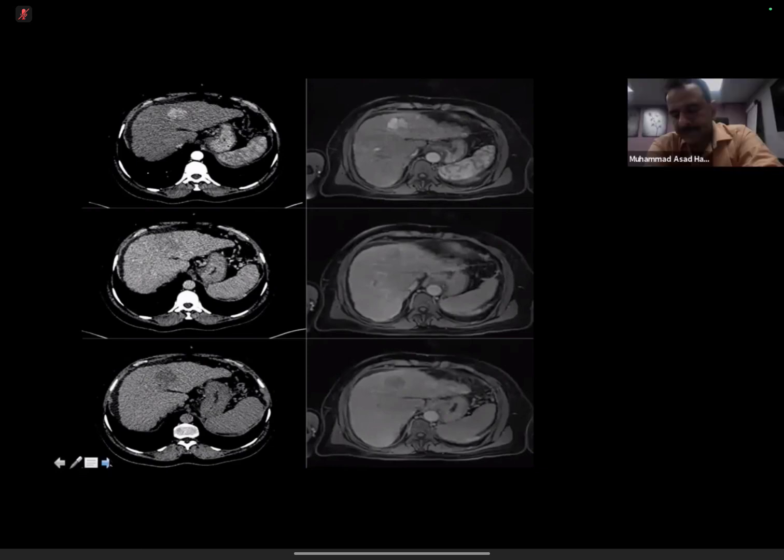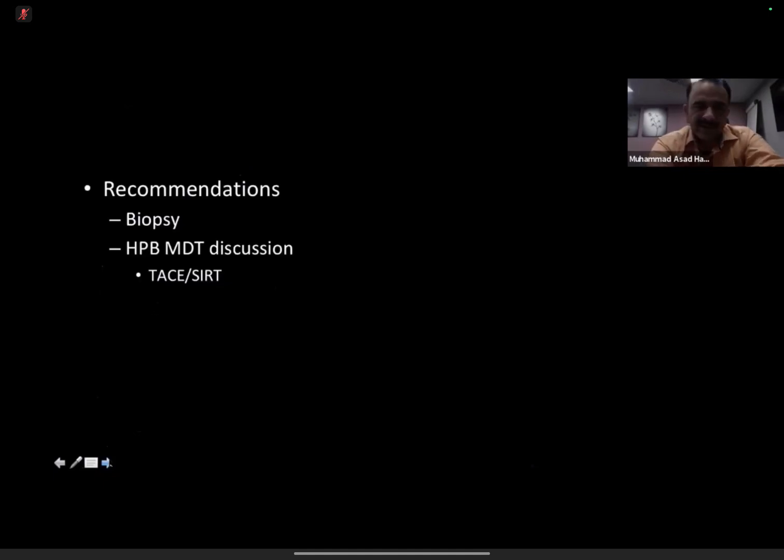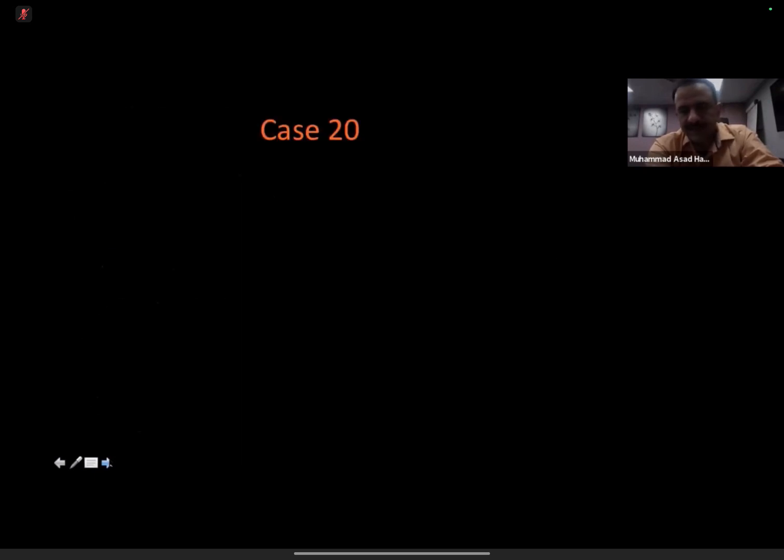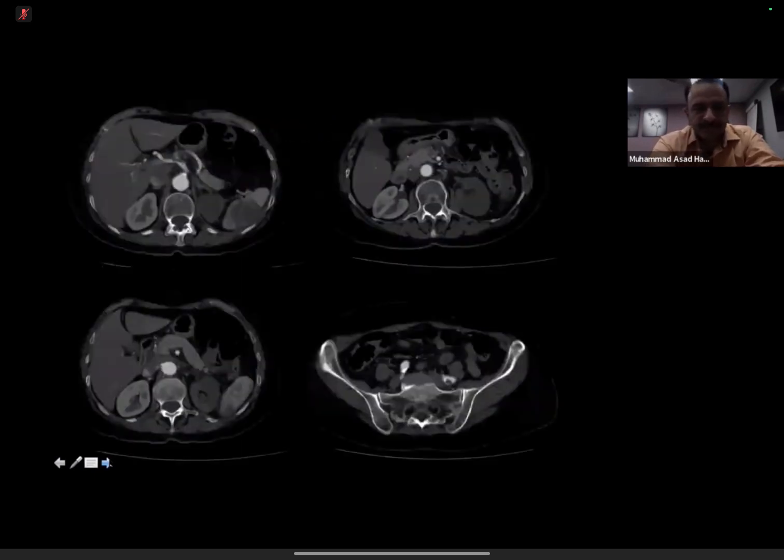Good. Very good. So, just when you are describing this case or writing up your long case, first of all, once you have described it, interventional radiology can help in getting to the absolute diagnosis. And then, yes, as you rightly said, we can recommend TACE or SIRT, and any other form of ablation as well.